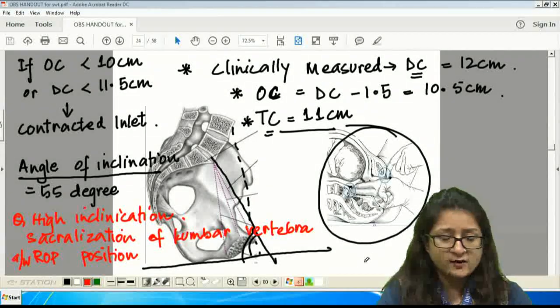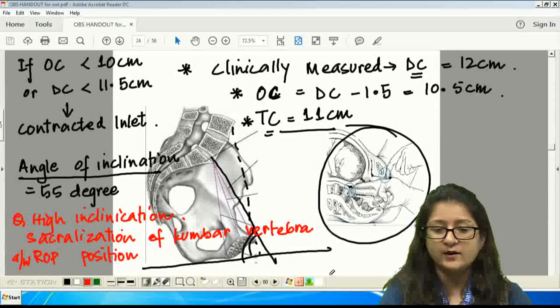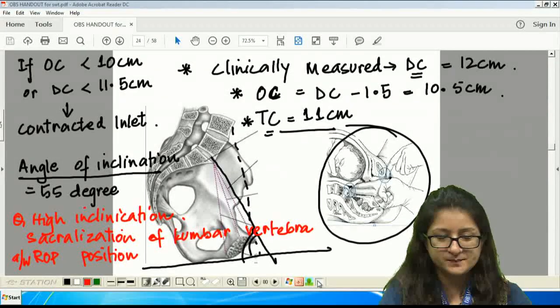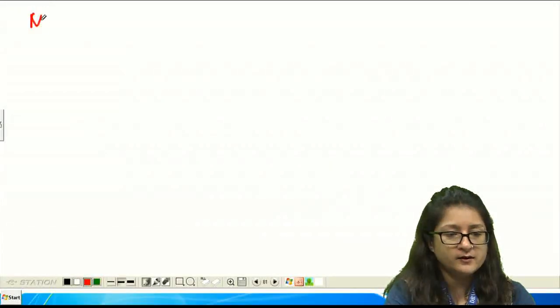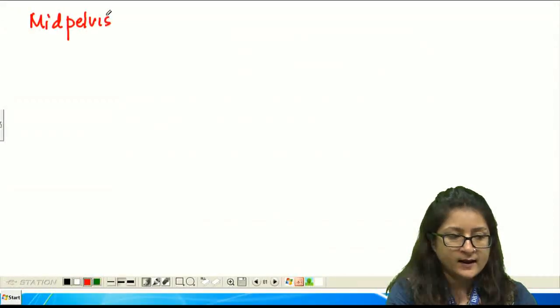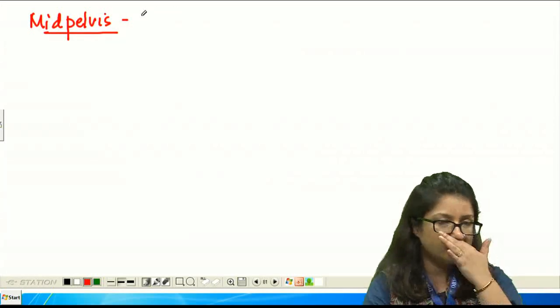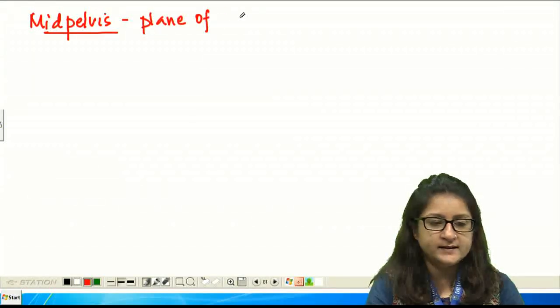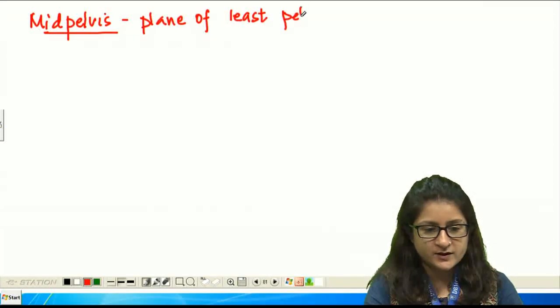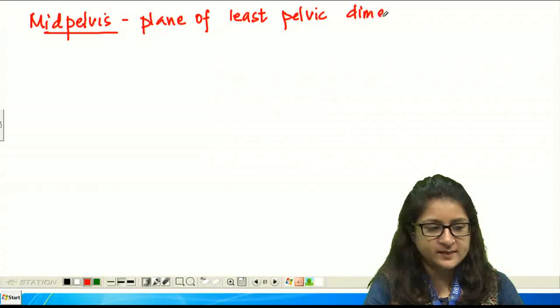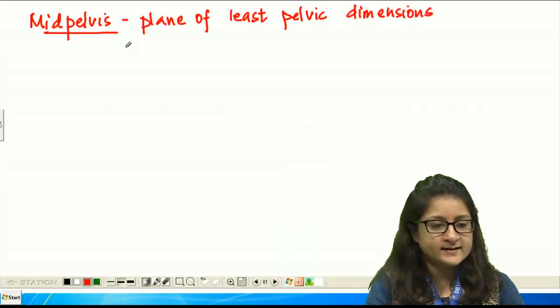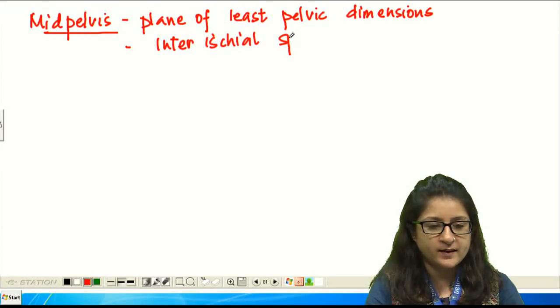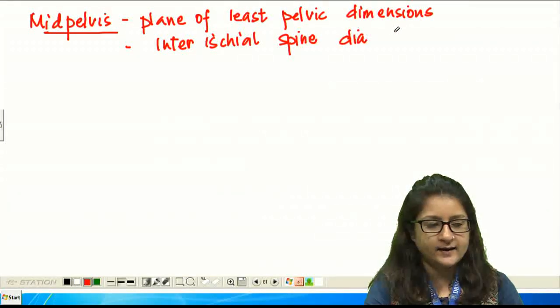inlet. Now talking about the mid pelvis. In the mid pelvis we have one diameter that you have to remember. Mid pelvis is also called the plane of least pelvic dimensions, and in this lies the interischial spine diameter, which is the IID, and this is 10.5 centimeters.